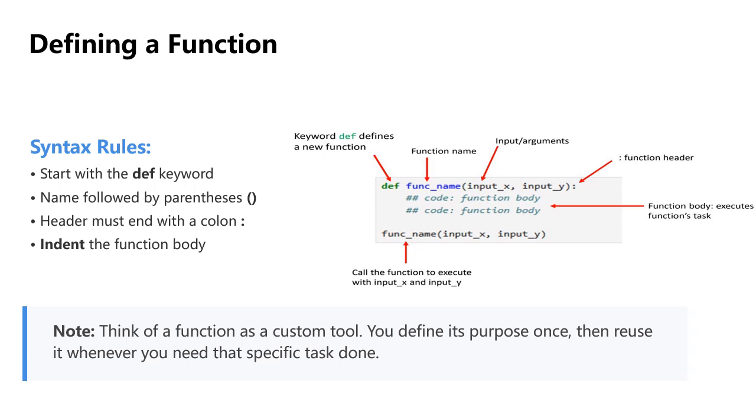Also, notice the indentation. Every line of code inside the function must be indented to show it belongs to that specific tool. Think of this like building a custom tool for your workshop. You define how the tool works just once, and then you can grab it and use it whenever you need it later in your code without having to reinvent it.